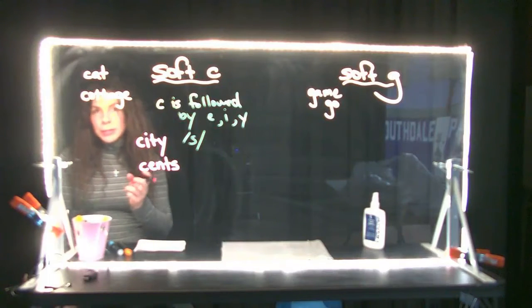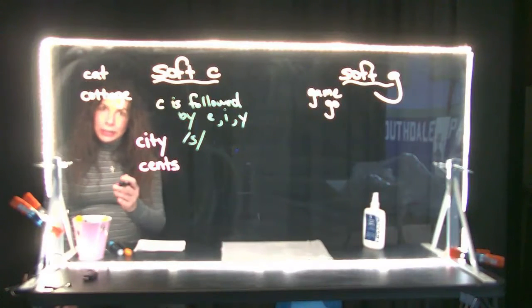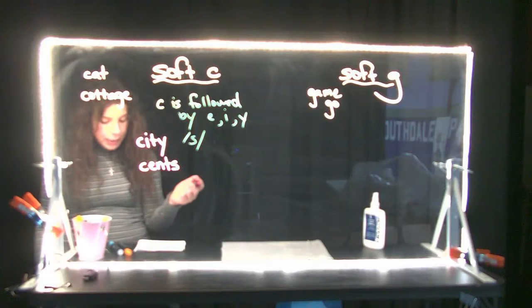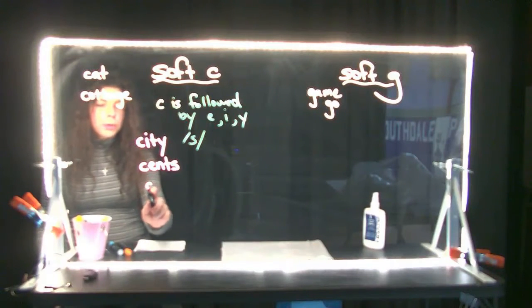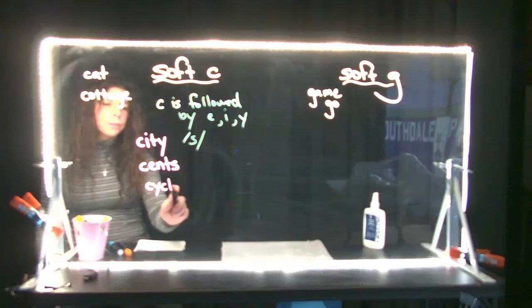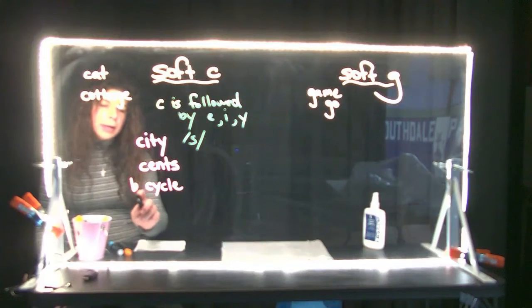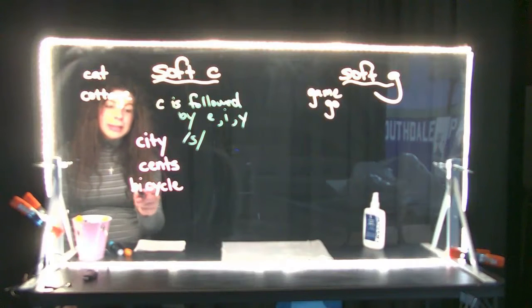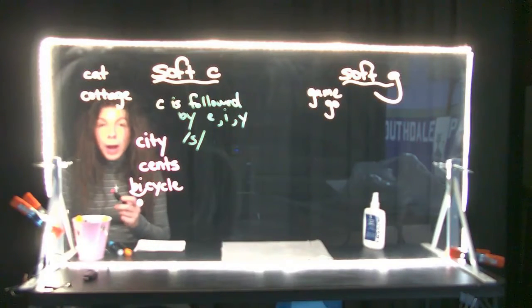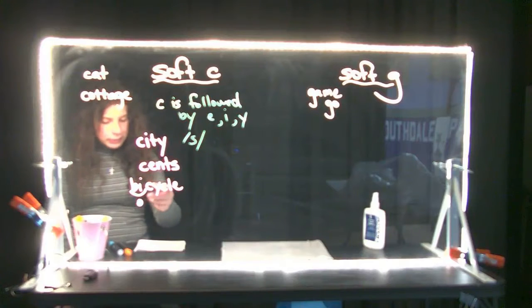Or in the word cents. That piece of gum costs 87 cents. I don't say kents, I say cents. Or in the word cycle. I ride a bicycle. That C, that's an open syllable. That C is followed by a Y, making it sound like an S.